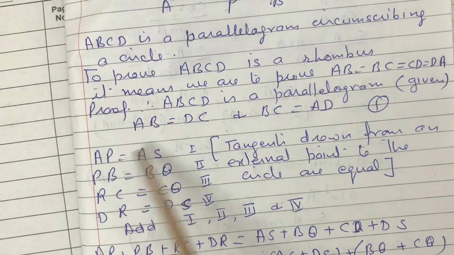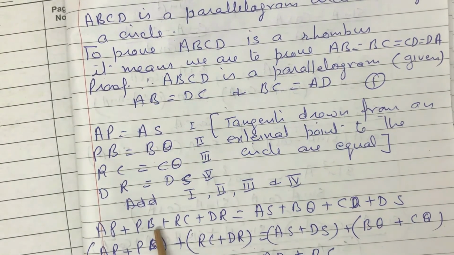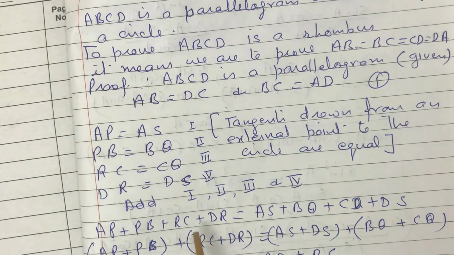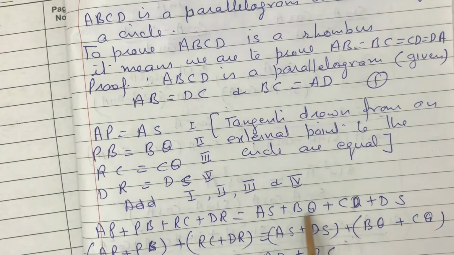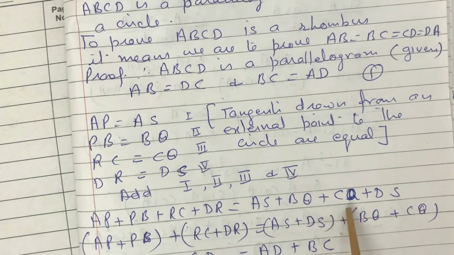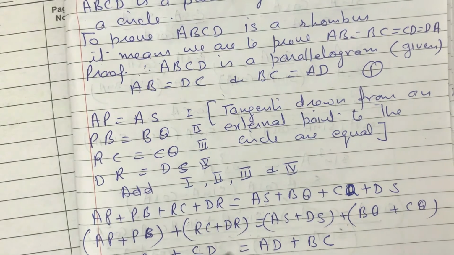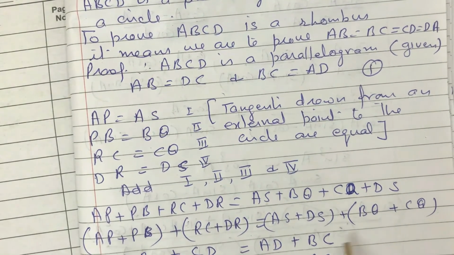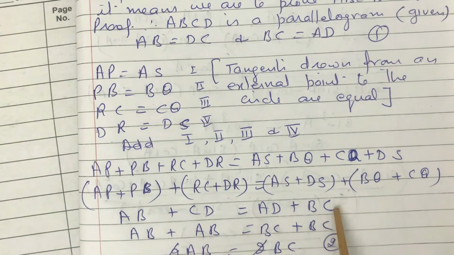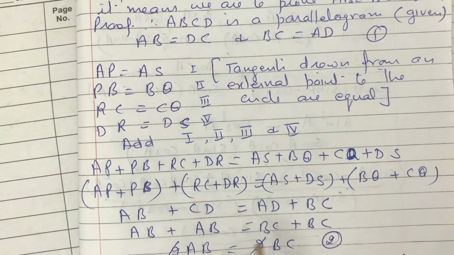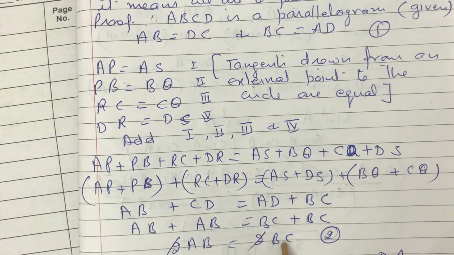Now add all this and add all this. You will have this. Now AP plus PB, put this in one bracket. RC plus DR in one bracket, AS plus DS in one bracket, and BQ and CQ in one bracket. So this is equal to AB, this is equal to CD, this is equal to AD and this is equal to BC. So instead of CD, write AB. Instead of AD, write BC. So this is 2 times AB, this is 2 times BC. It means AB is equal to BC.